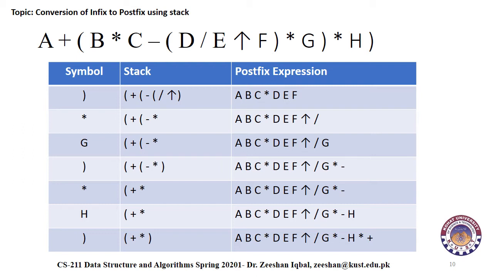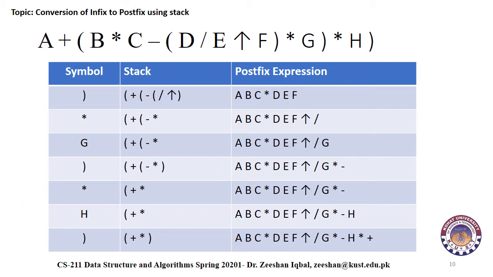Next symbol is asterisk, which is an operator, so we have to check the stack top position. It already has an operator which is minus, and minus has less precedence than asterisk or multiplication, so minus will remain on stack and the new operator, that is multiplication, will be pushed to stack.